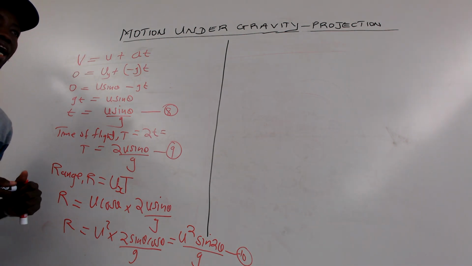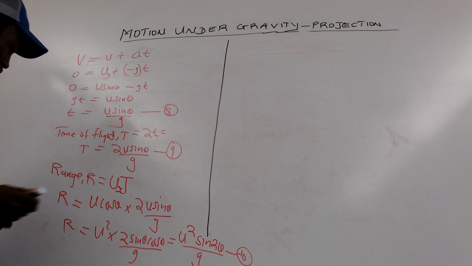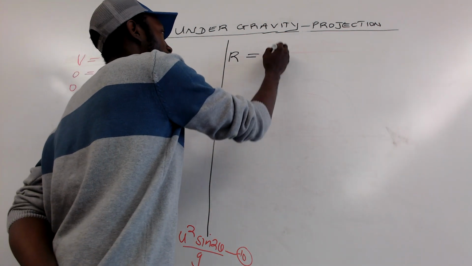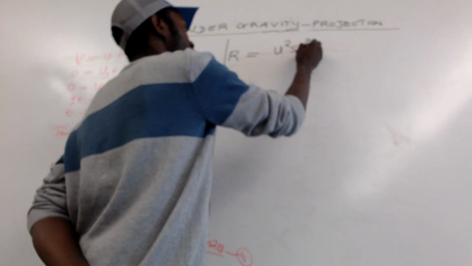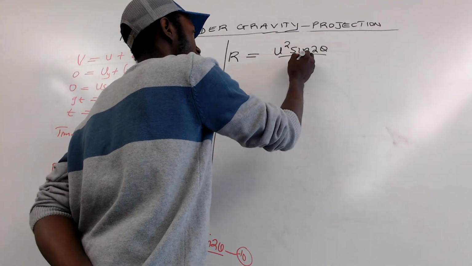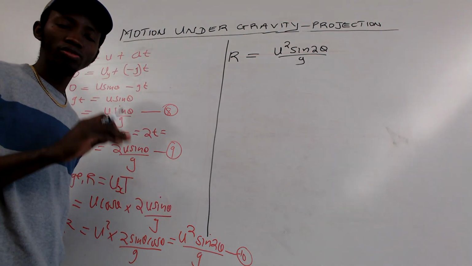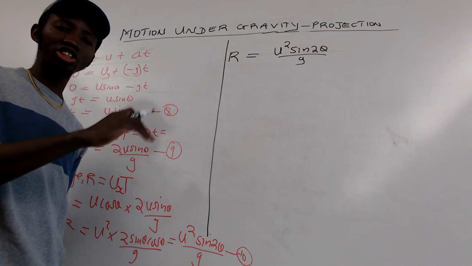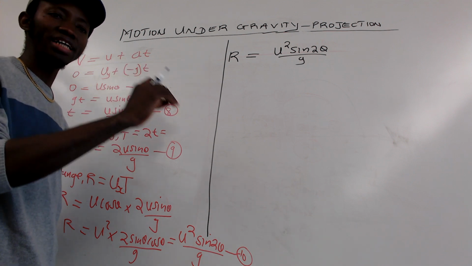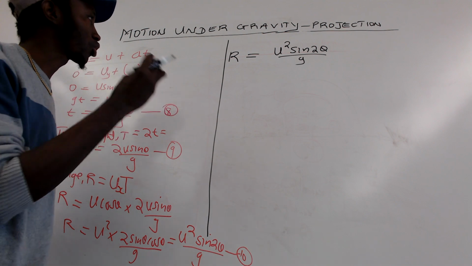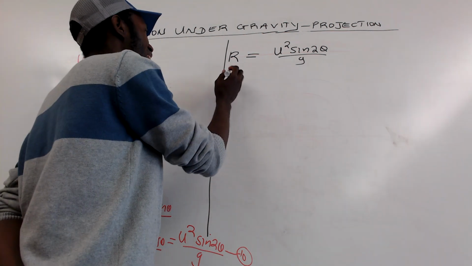So how can we have the maximum range? Since we have the horizontal range to be u square sine 2 theta all over g, what about the maximum range? Maximum range simply means when the angle of inclination reaches a particular peak. And what is that maximum range? What is that angle it reaches? To find the maximum range, there is a condition.